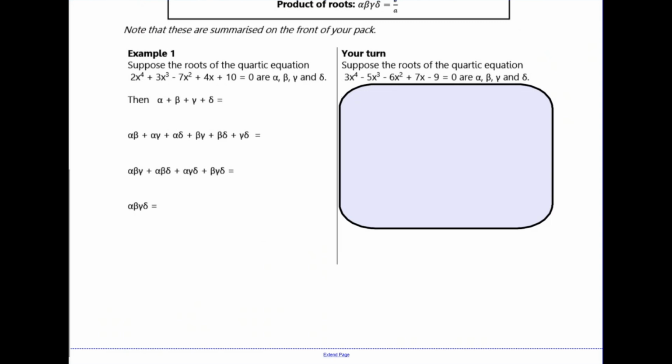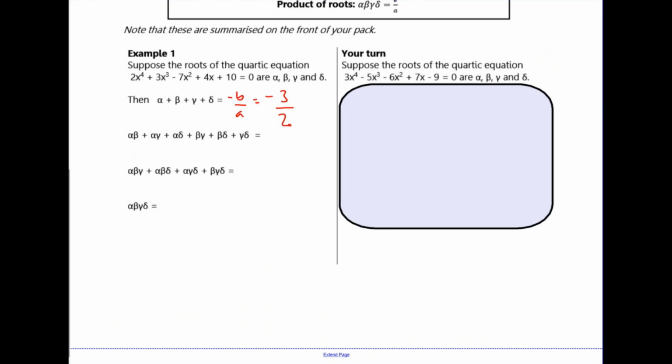So for this first example, what I'm going to do is just work through the examples. You can pause the video and give yourself time to do the you-try at the same time. So for this one, we've got a quartic equation. The first thing asks us for the sum of the roots, which is always equal to minus b over a. In this case, b is 3 and a is 2, so this is equal to minus 3 over 2.